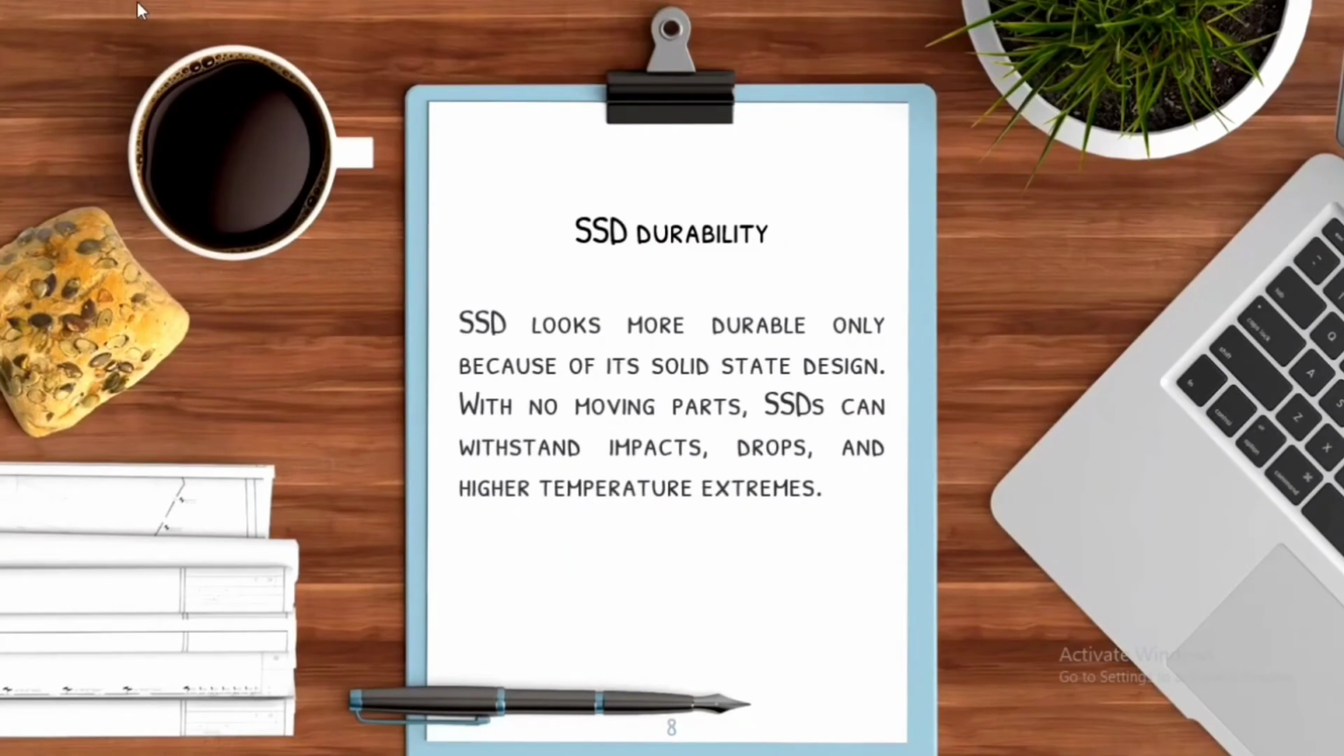SSD durability. SSD looks more durable only because of its solid-state design. With no moving parts, SSDs can withstand impacts, drops, and higher temperature extremes.